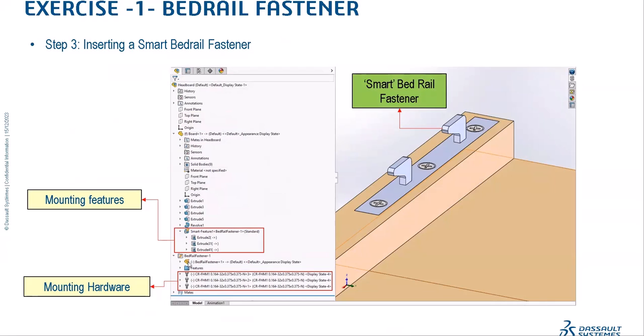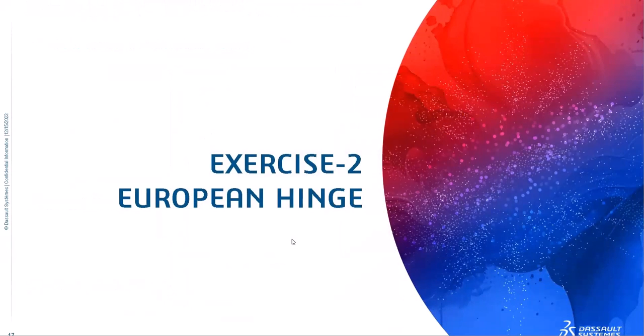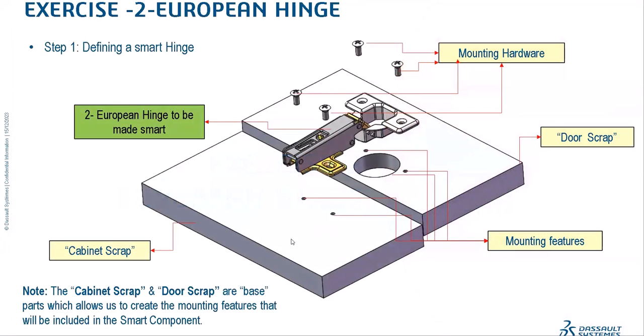So let's look at another slightly more complex example, doing essentially the same thing that we did in part one. We have this training assembly. These are our mounting hardware. These are the mounting features. And of course, this is a hinge that goes between the cabinet and a door panel, or two different panels of wood.